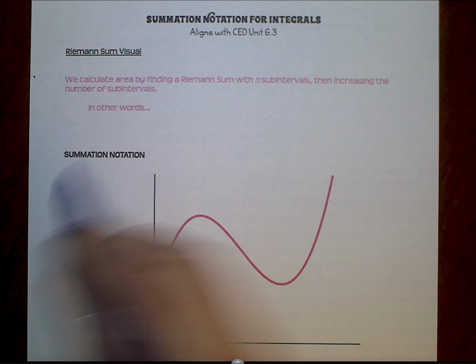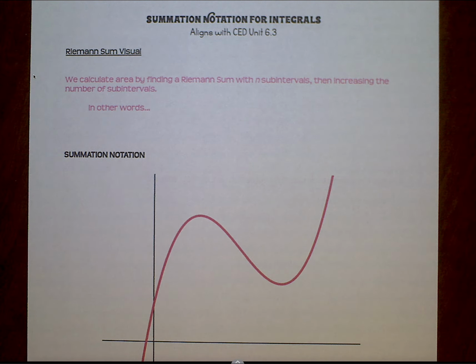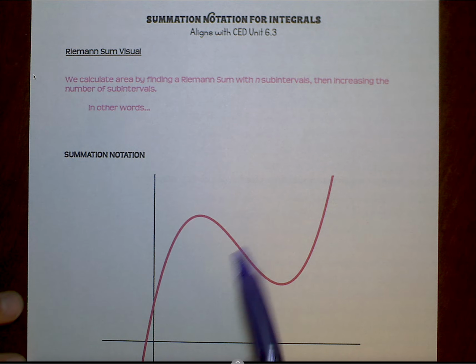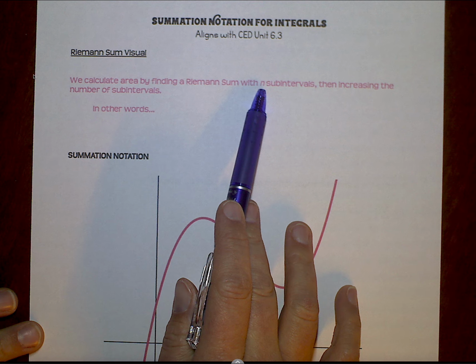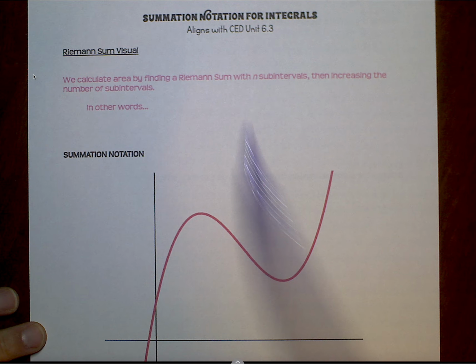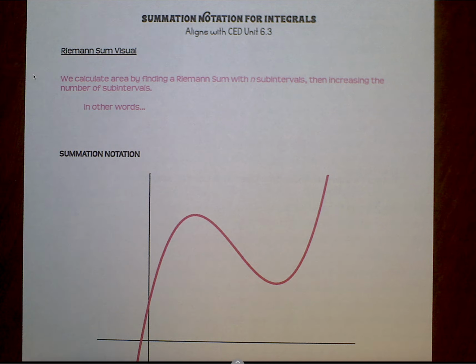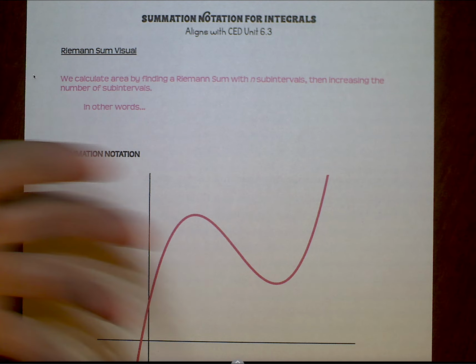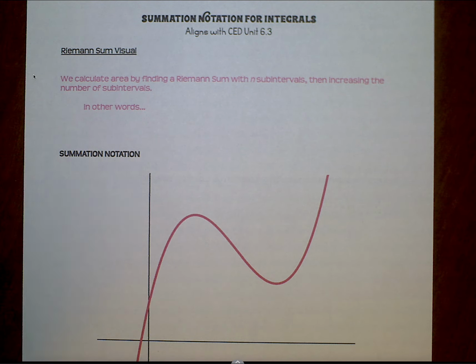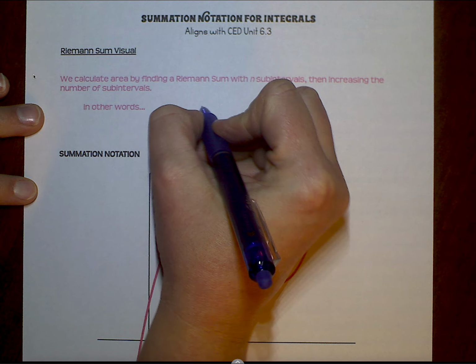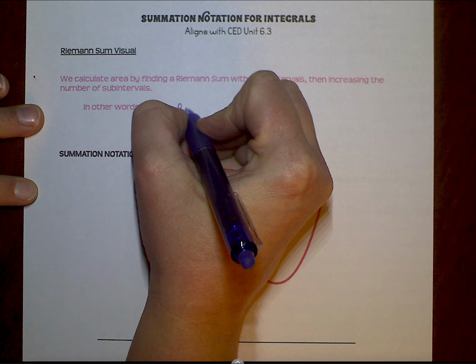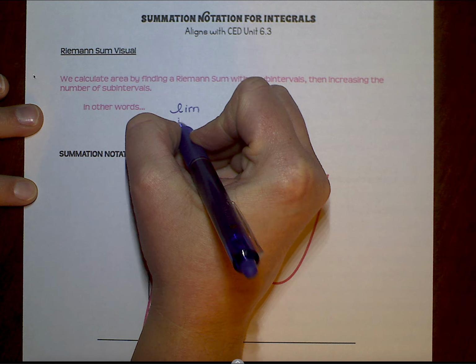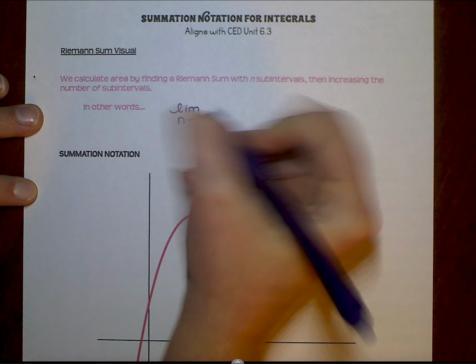And this sentence in pink is what we were just talking about: we calculate the area by finding a Riemann sum. We use n subintervals, and then we increase that n value. We make that n value bigger and bigger and bigger until it can't get any bigger. Well, it can always get bigger, that's the idea. So if you're increasing n forever, and when you make it as big as you think it can possibly go, you make it even bigger, what we're really doing is taking that Riemann sum and doing a limit as n approaches infinity.